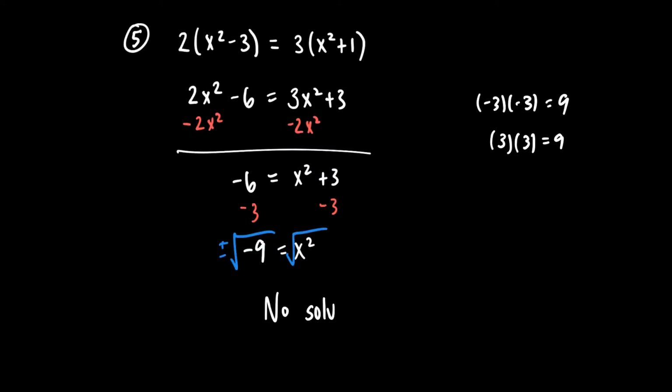There are no numbers that we could possibly plug in up here for x that would ever make this work. So if you ever try to get the square root of a negative number, there are no real solutions, okay? We'll talk about imaginary and complex solutions in a little bit, but there are no real solutions for this problem.